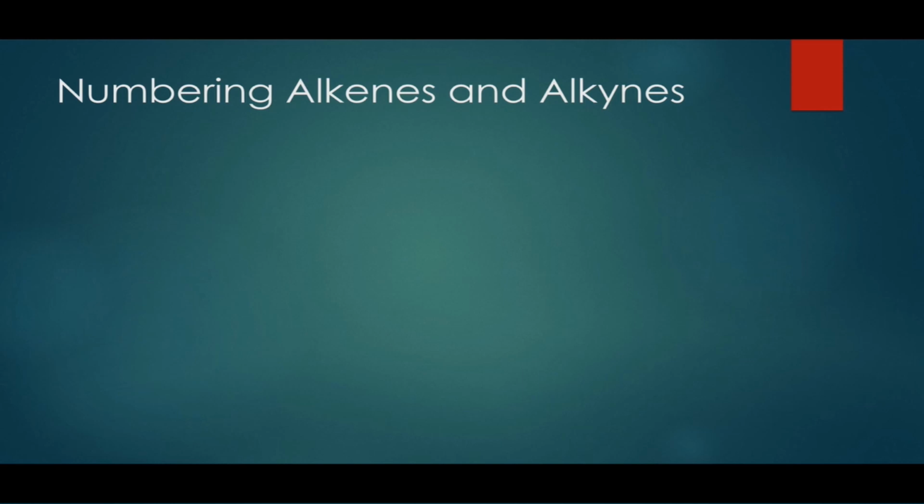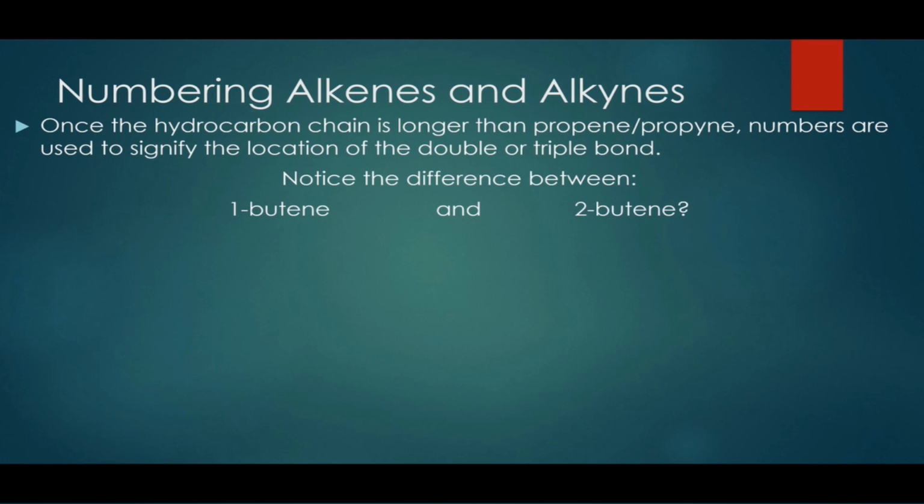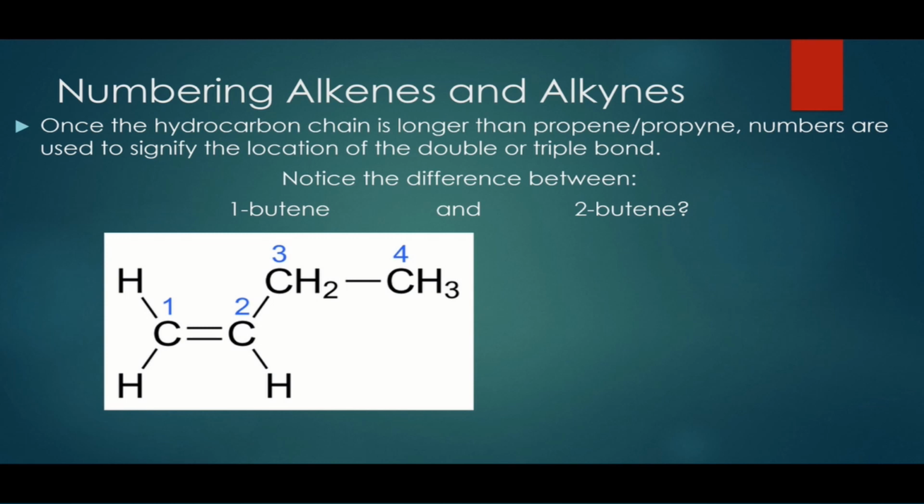Numbering alkenes and alkynes. Once we get a longer hydrocarbon chain, generally longer than propene or propyne, we have to use numbers to signify the location of the double or triple bond. So for instance, let's look at the difference between 1-butene and 2-butene. But tells us that there are 4 carbons, 1, 2, 3, 4. The ene tells us there's at least 1 double bond. The 1 out in front lets us know that that double bond is on the first carbon.